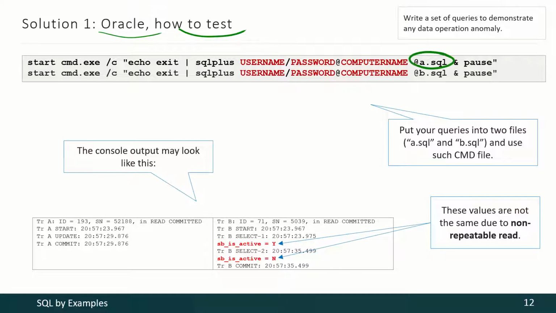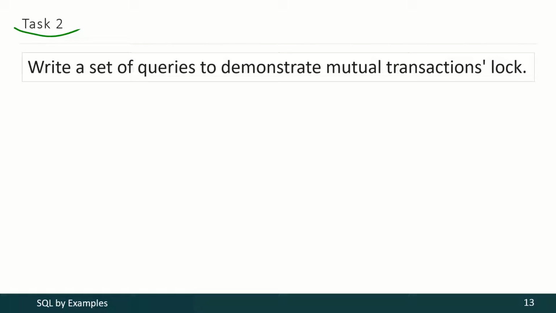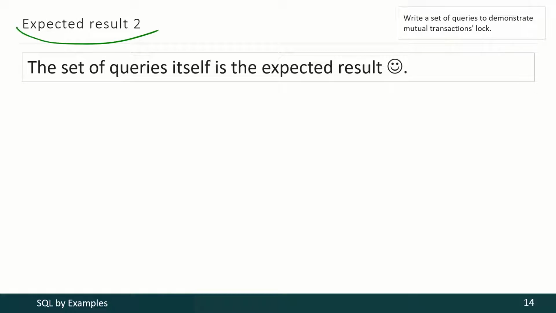As we have to create two files for the first and for the second transactions, and then we have to execute this command file. This action will lead to opening of two console windows that will contain that text with debug messages. In the second task, we have to write a set of queries to demonstrate mutual transactions lock. Of course, the expected result here is the set of queries itself, so let's look at those queries.